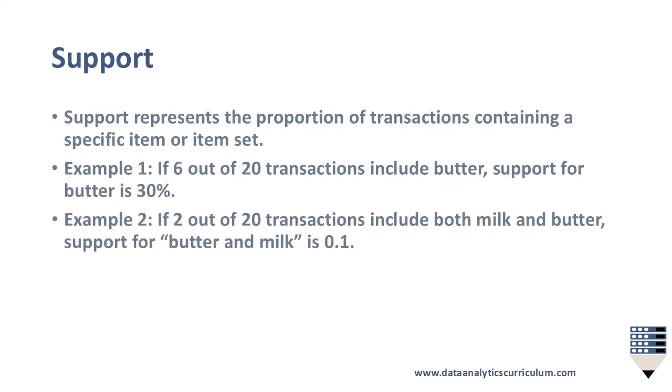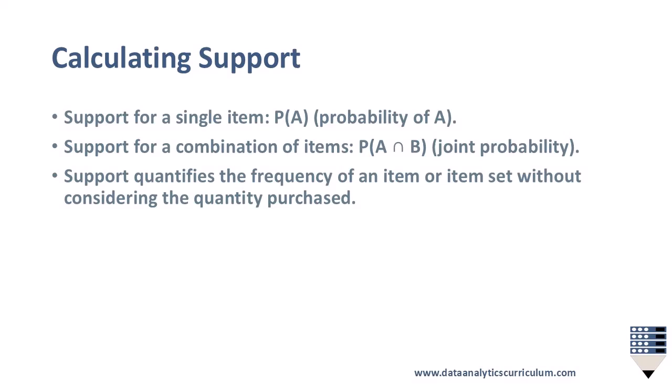Support. Support tells us how frequently an item or an item set appears in our transactions. It's simply the proportion of transactions that contain a particular item or combination of items. Let's look at two examples. If 6 out of 20 transactions include butter, the support for butter is 6 divided by 20, or 30%. If 2 out of 20 transactions include both milk and butter, the support for butter and milk is 2 divided by 20, or 0.10.